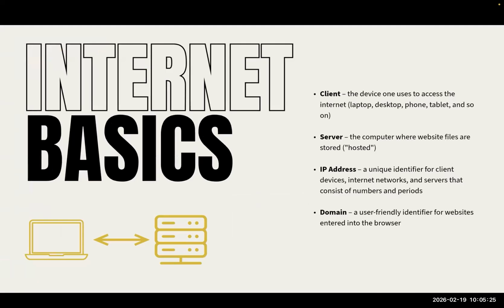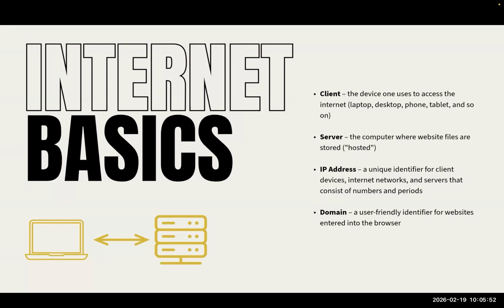So, just a quick conversation about how the internet works so that we understand how, when we code a website, it actually gets to users. There are a couple of different types of devices. The first one is called a client device. This is the device that you're using to access the internet. This could be your laptop, a phone, a desktop, and so on. It's just the device that you're using to access the internet.